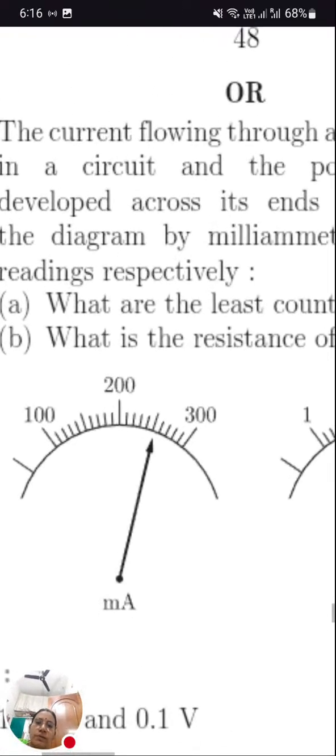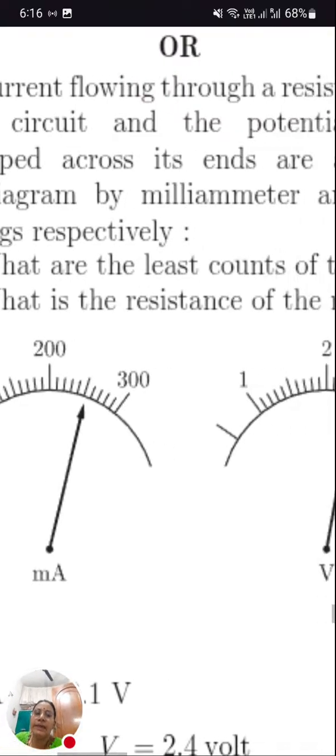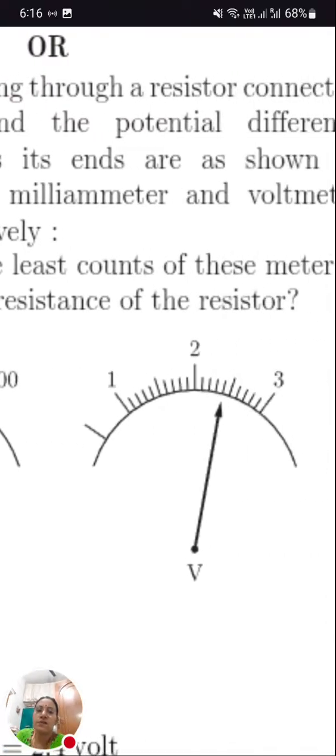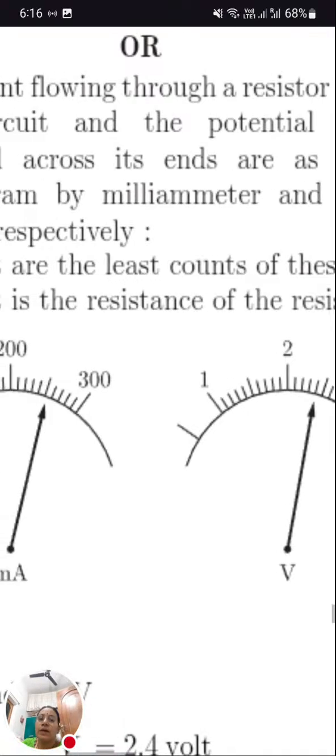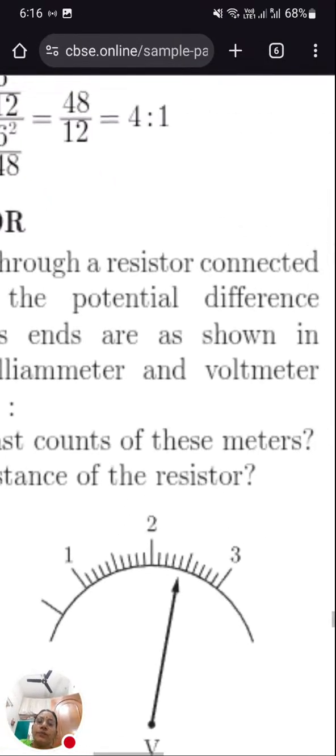If we see this milliampere meter, its arrow is representing 250. So the current value is 250 milliampere, whereas the voltage is 2.4 volt. We need to find R. R is V by I. So they calculated by dividing both the values.